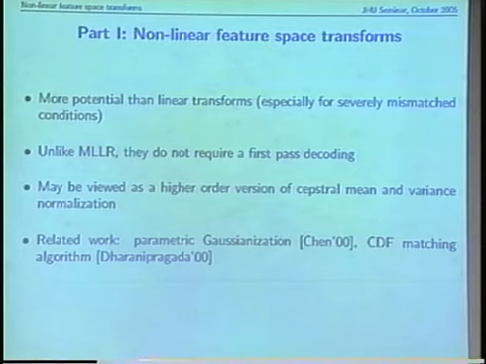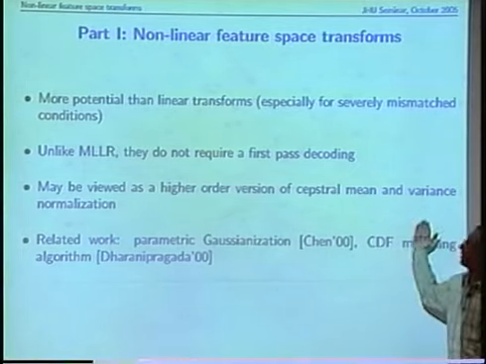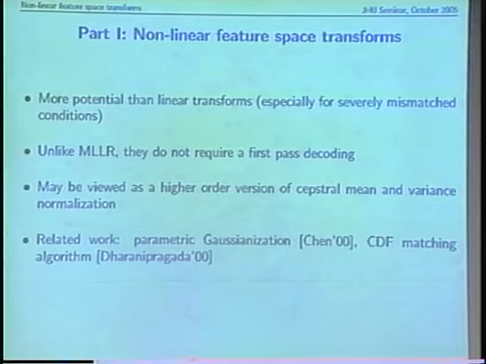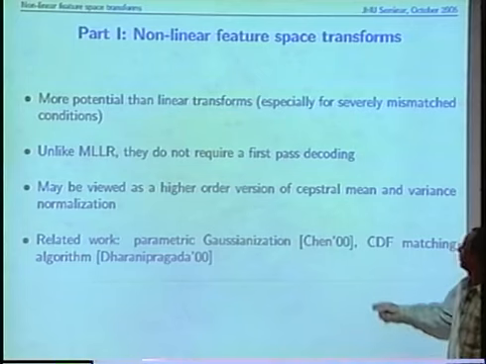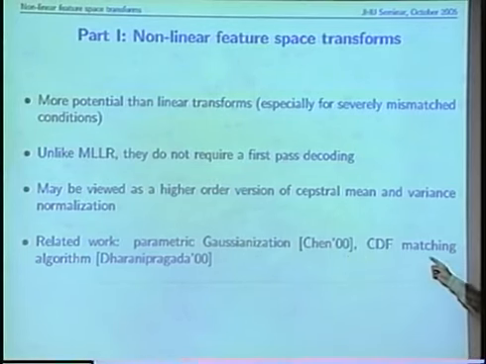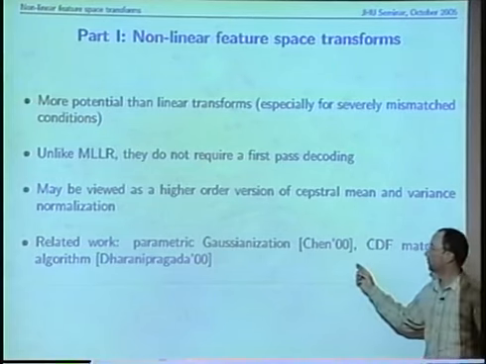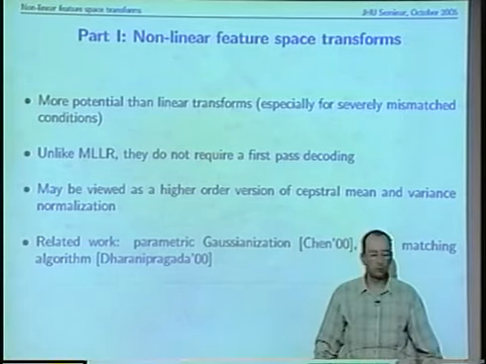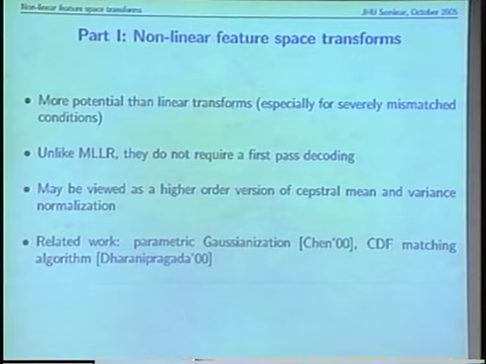And also, you can look at these nonlinear transforms as a higher-order version of cepstral mean and variance normalization. But instead of stopping at the first and second order moment normalizations, we go all the way up to higher order moments. And these transforms come in the context of some related work done by Scott Chen and Ramesh Gopinath, which was published in NIPS 2000, and the CDF matching algorithm, which was introduced by Satya Dharanipragada and Mukund Padmanabhan in ICSLP 2000 as well.